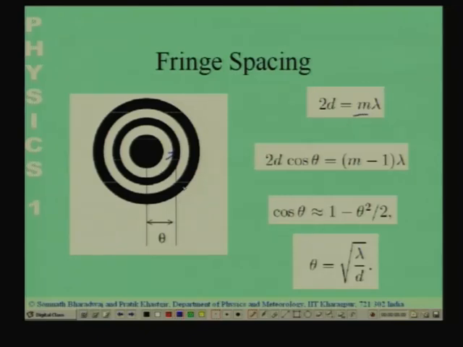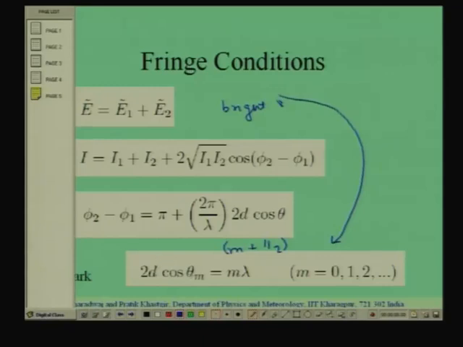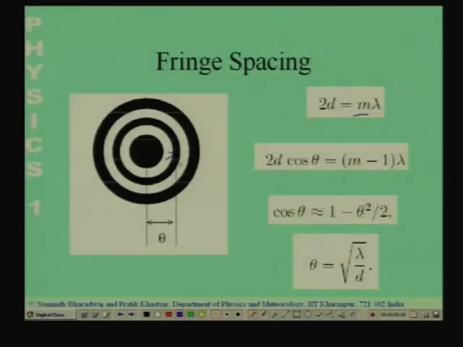Now, let us just go back to the fringe condition. If I increase theta maintaining the same distance d, going outwards means increasing theta, then the value of cos theta will go down. Cos theta is maximum when theta is 0 at the center. If I increase theta, the value of cos theta goes down, so you can see that the value of m will correspondingly go down. So, the fringe condition for the first fringe tells us that 2d cos theta is equal to (m minus 1) lambda. This is the condition for the central fringe at theta equal to 0. This is the condition where you will see the first dark fringe. The order of this fringe is 1 less than the order of the central fringe.